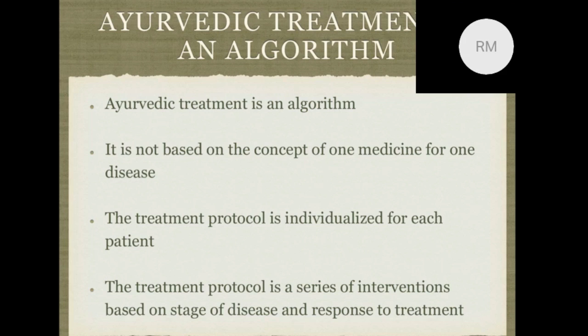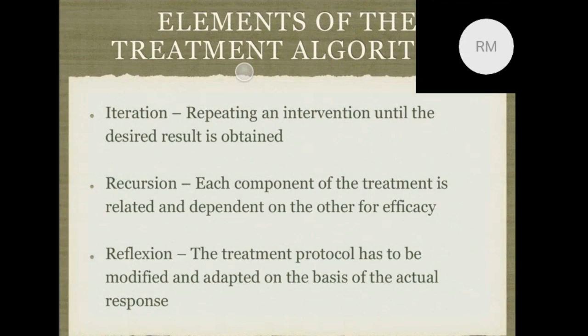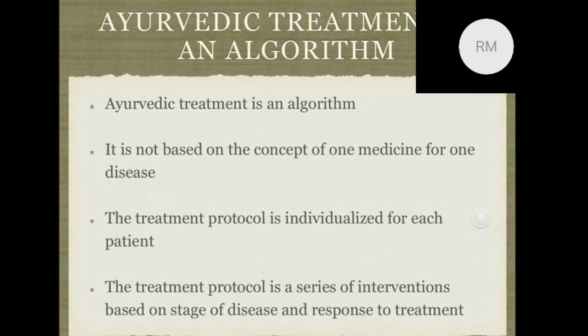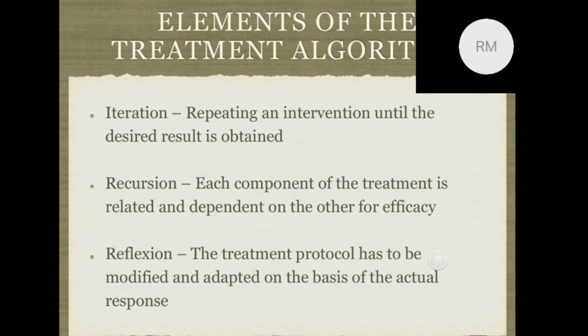So by repeating the treatments in a certain pattern, by relating it correctly to other treatments, and by adapting in accordance with the response from the patient, by doing all this, we are able to balance the treatment and bring about the holistic effect. So we discussed a little bit of a difficult concept of how Ayurveda developed this algorithm for treatment. These steps: repeating the intervention till the desired result is obtained, then linking up different components of the treatment together, and then adapting the treatment according to the response from the patient.